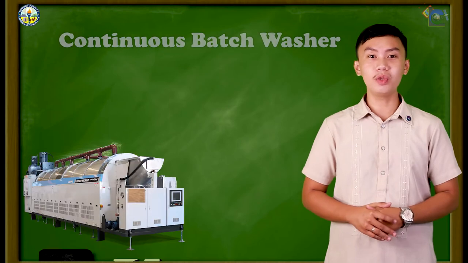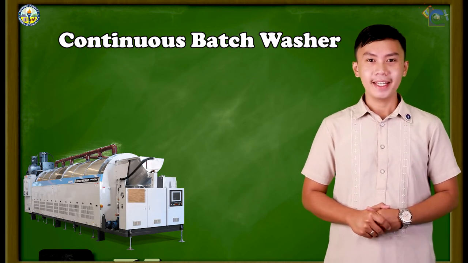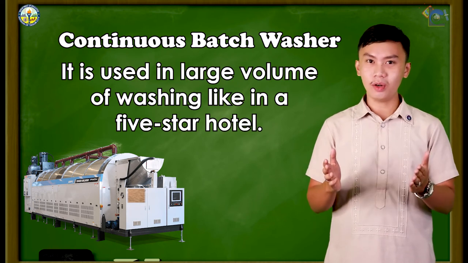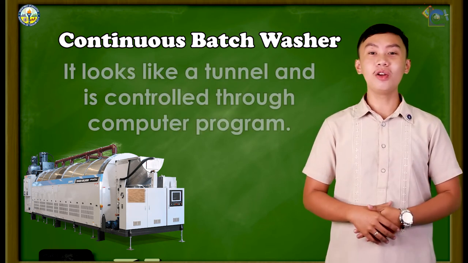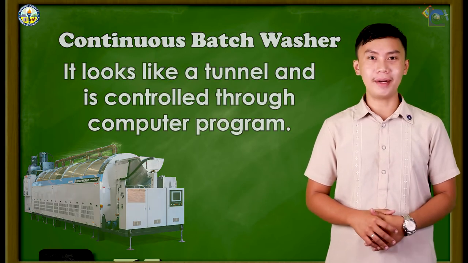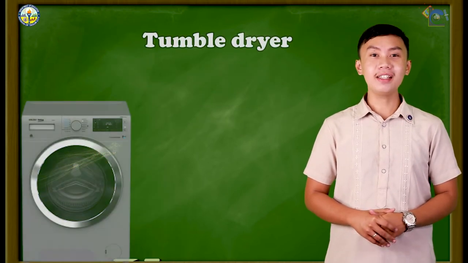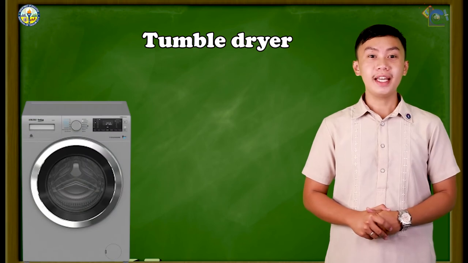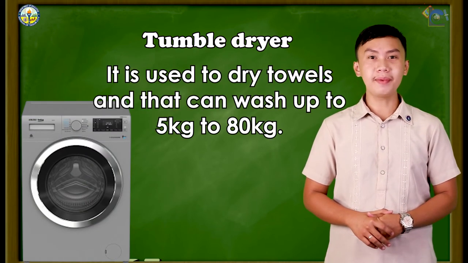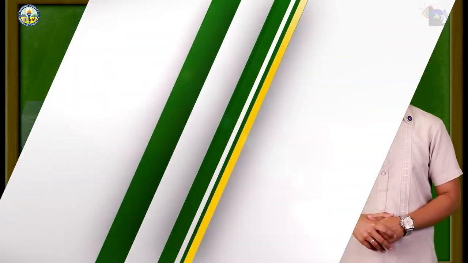Second is the continuous batch washer. It is used for a large volume of washing, like in a 5-star hotel. The machine looks like a tunnel and it is controlled through a computer program. Third is the tumble dryer. It is used to dry towels and can dry from 5 kilograms up to 80 kilograms. It is not enough to simply know the types of machines.